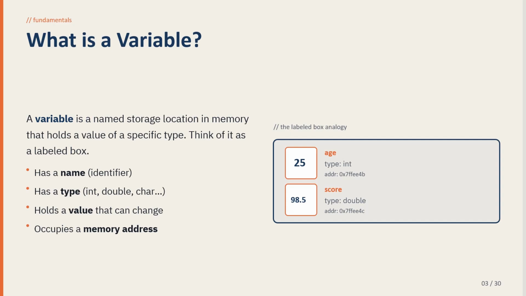So what is a variable? A variable is simply a named location in memory that stores a value. It is something like a labeled box. The variable has four important properties: a unique name called an identifier, a data type, a value, and a memory address where it is stored. Here it is age. Age is the variable name of data type int and it stores the value 25.